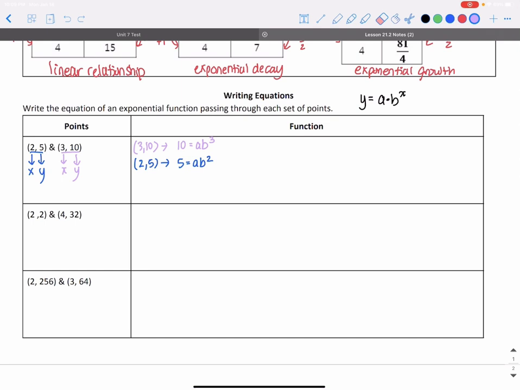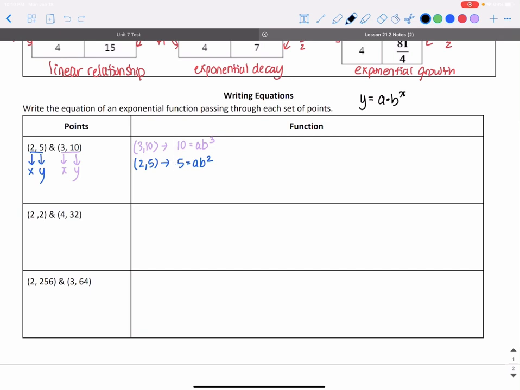I don't know a and I don't know b. I can't solve when I have two missing variables, but I can solve when I have only one. So what I want to do is somehow combine this system of equations, combine these two equations, or cancel something out by combining these two equations. So one of the variables, a or b.